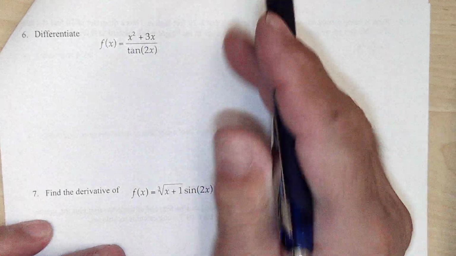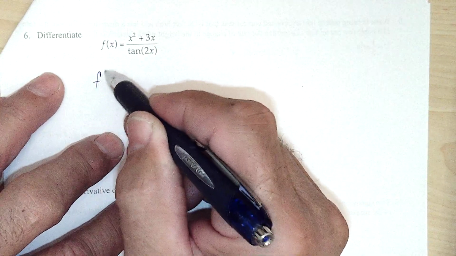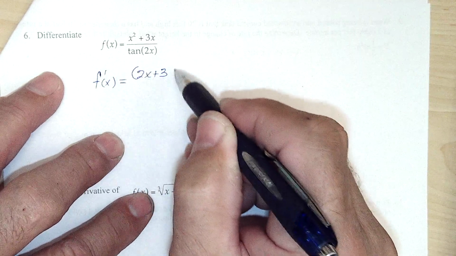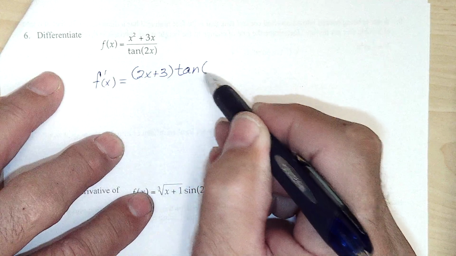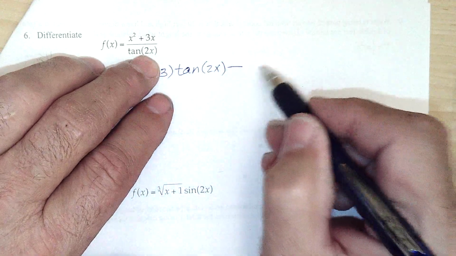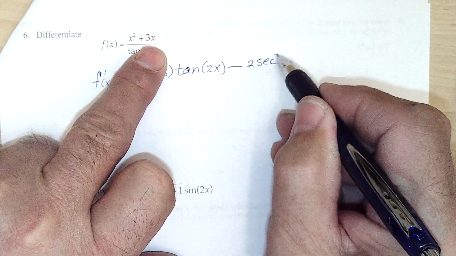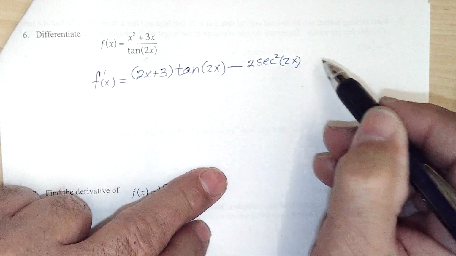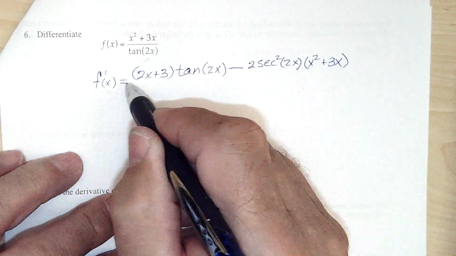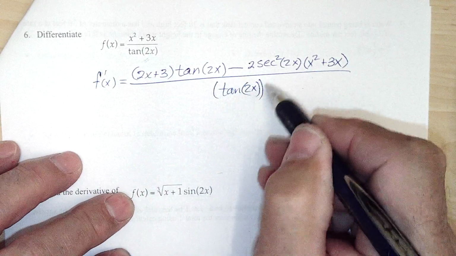Got to differentiate this. This looks like a quotient rule. So I take the derivative of the numerator, which would be 2x plus 3 times the denominator minus the derivative of the denominator. So derivative of the inside is 2. Derivative of tangent of something is secant squared of the something times the numerator, over the denominator squared.